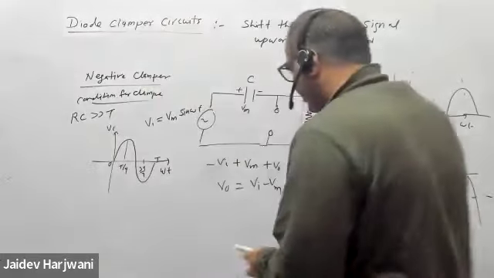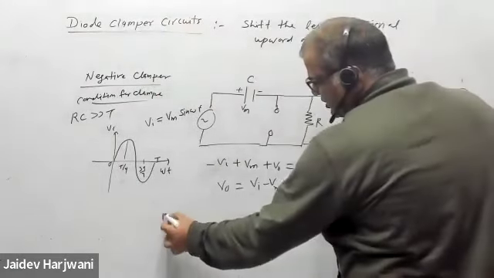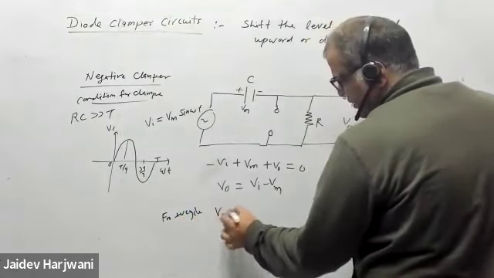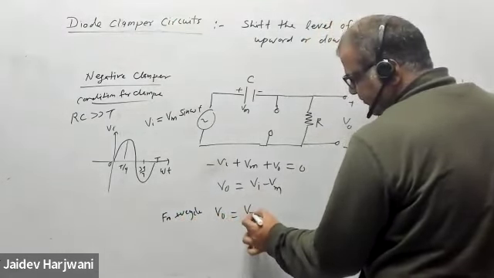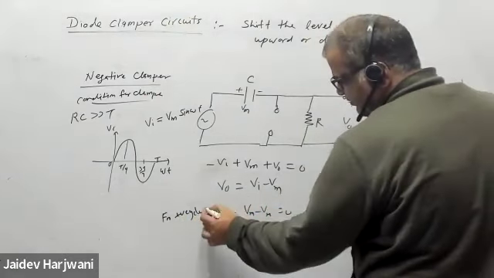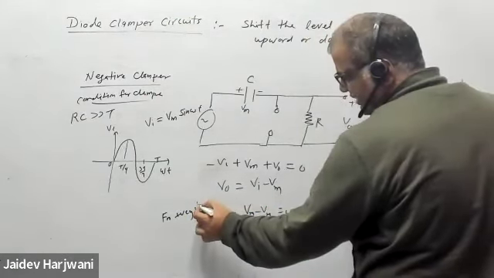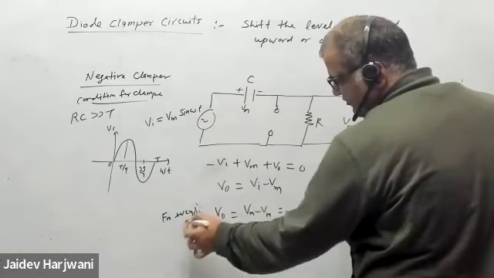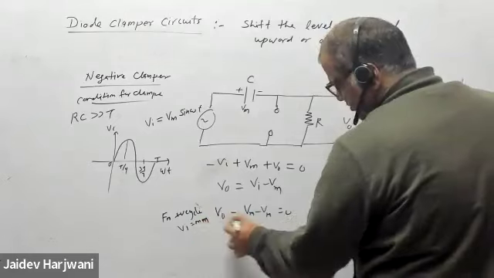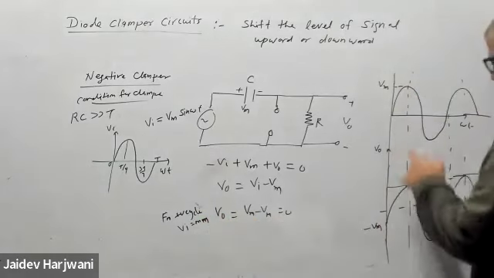So for the positive cycle, what is the maximum value? For the positive cycle, Vi goes up to Vm. So this is the peak. Peak means maximum value. For the positive cycle, when Vi is Vm, the output voltage will be 0.